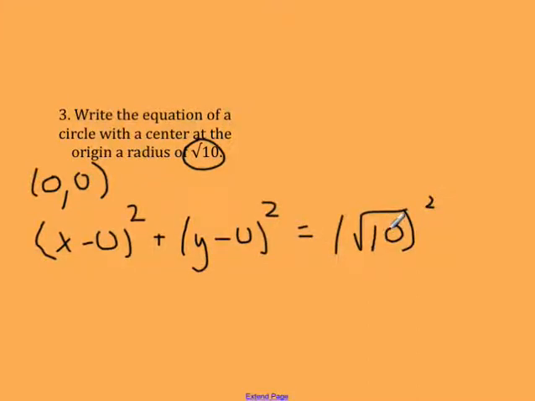Well, it doesn't matter if we subtract by 0. x subtracted by 0 is going to be x squared. y subtracted by 0 is going to be y squared. And then you're going to take the square root of 10 and you're going to square it, and that's going to give you 10.